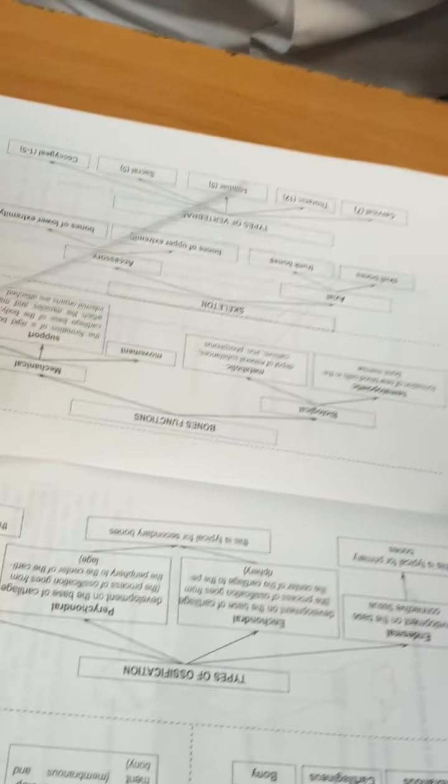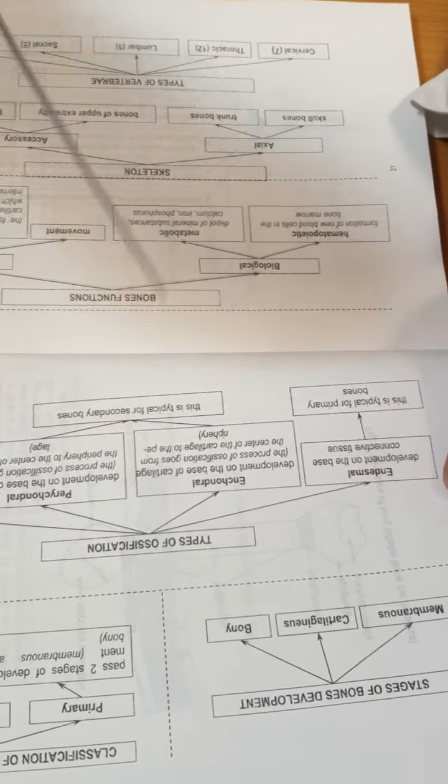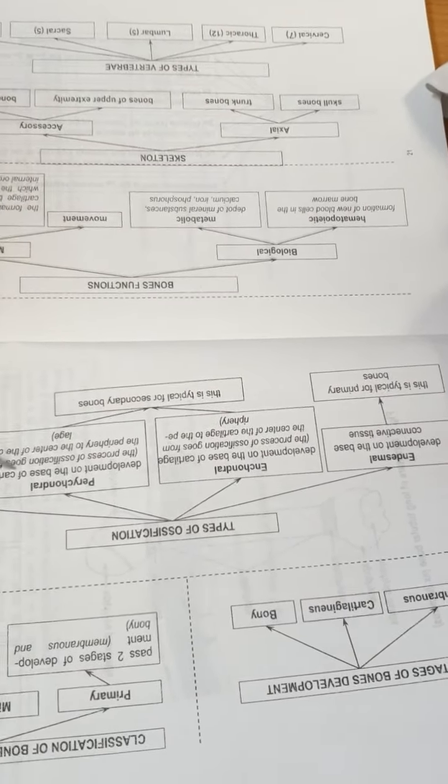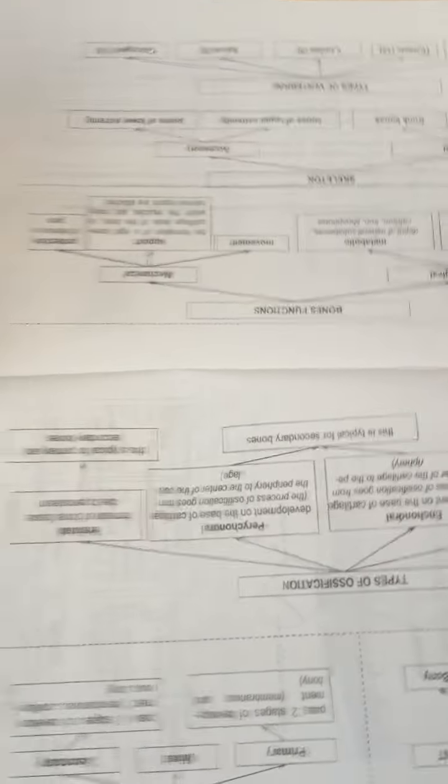Parietal bone. It ossifies from connective tissue. That is why the type of ossification is endesmal, in desma, that is connective tissue. And that is primary bone. Enchondral, that is inside of cartilage. Perichondral, that is outside, from the external surface of cartilage.